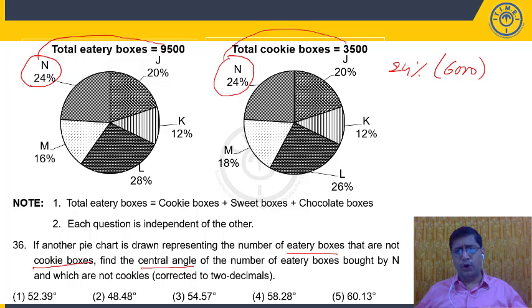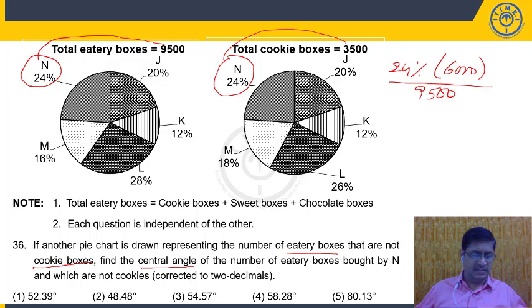So 24% of 9500 minus 24% of 3500. We need not find the two different independent values. Directly we can say, taking 24 common, 9500 minus 3500 is 6000. So 24% of 6000 upon the total eatery boxes. Total eatery boxes here how much? 9500. So what do we need to find? The central angle. Central angle means into 360.